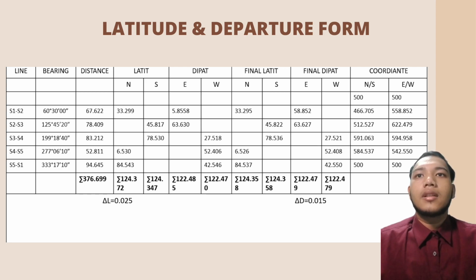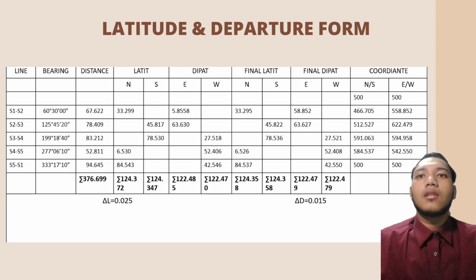And then how to find the final departure? We take the distance 67.622 over total distance 376.699 times the difference in departure 0.015, and then we got 58.852.